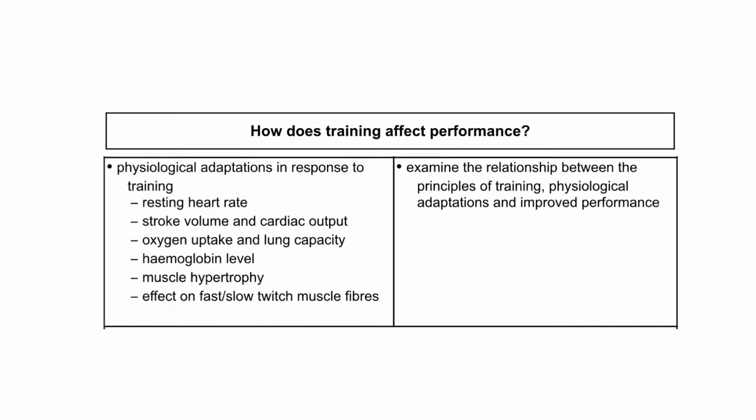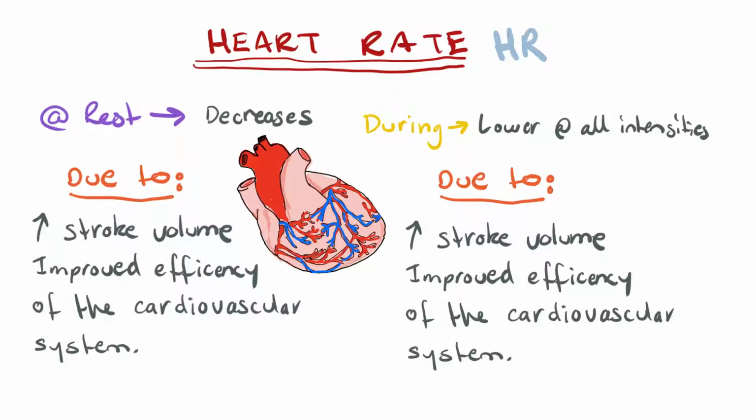Now, some of these things you would have seen in the preliminary course, so we probably shouldn't have to go too in-depth with these because you should already have background knowledge of these concepts. So we start by having a look at heart rate, or HR, and how does our heart rate change because of training. So throughout the video, we're going to look at two concepts of looking at the adaptations to the body at rest and the adaptations during exercise.